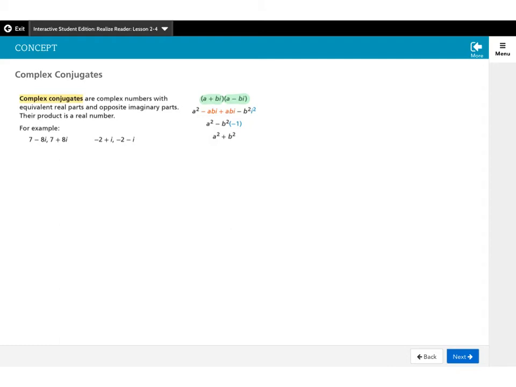If you multiply them together, you end up with a sum of squares. So here is the trick. In exams and tests, if I give you a sum of squares, you should be able to use this approach and find the two imaginary roots.